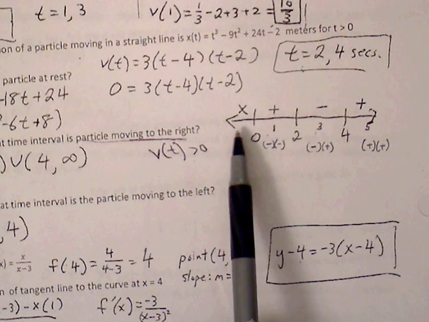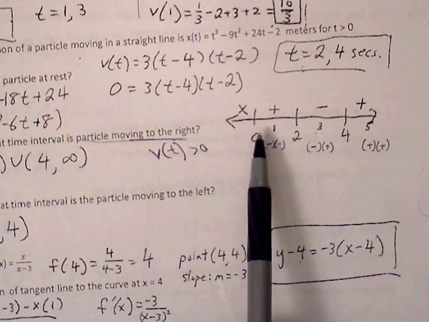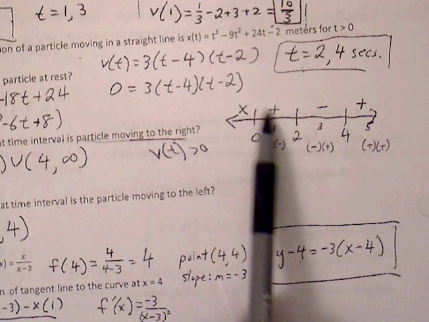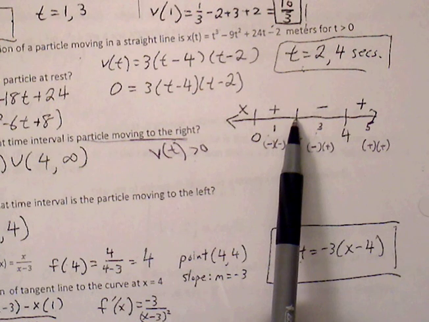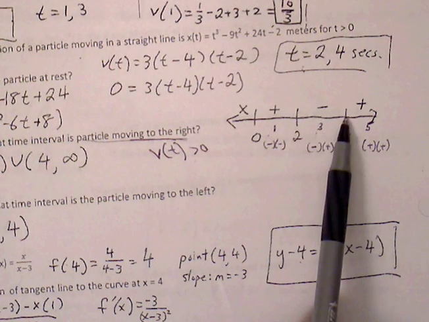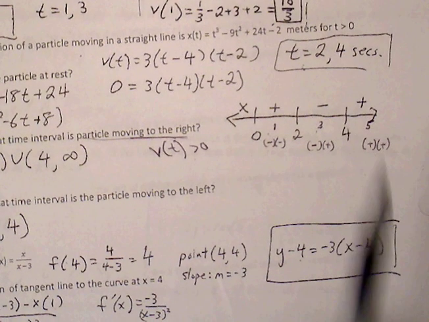So we know that the object is going to start off at 0, and it's going to move to the right. Here it's going to stop, change direction, move to the left, stop, and then move to the right again.